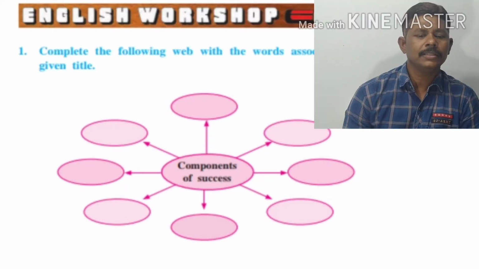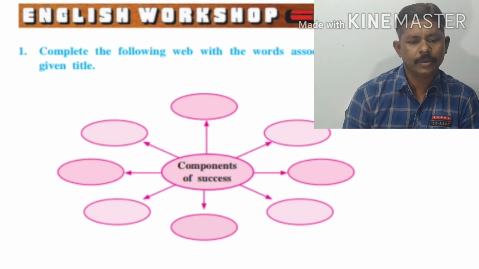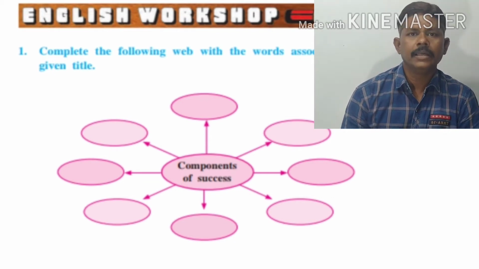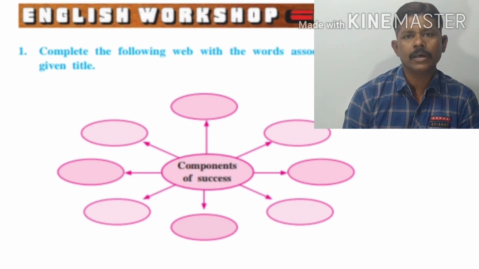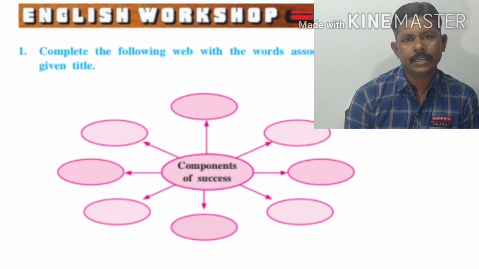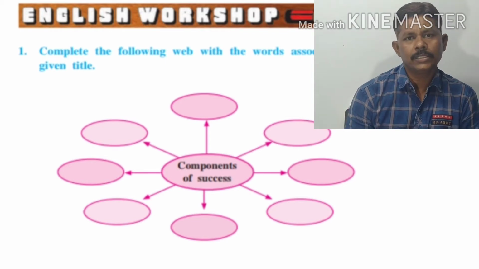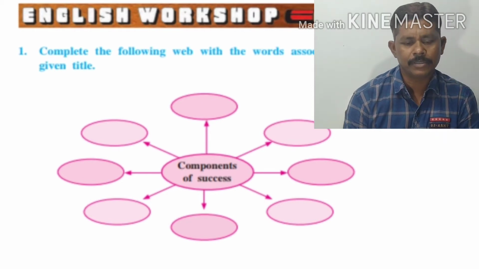The first question in the English workshop is: complete the following rap with the words associated with the text and the given title. In this question, you are expected to write the components of success, meaning what components are required to get success. We have seen in the lesson thoroughly. You just need to search those words as the components of success. Here are a few examples.